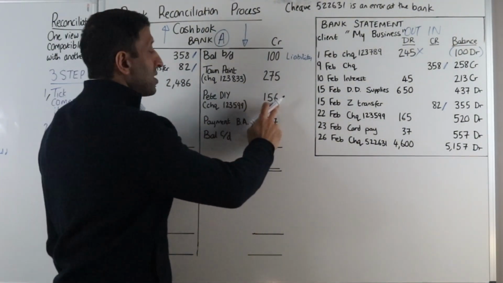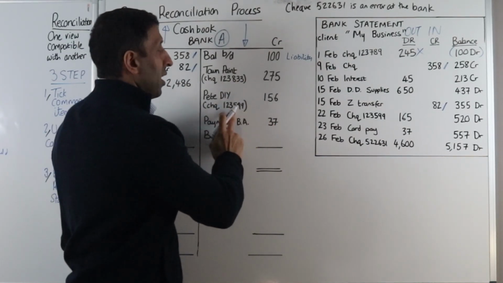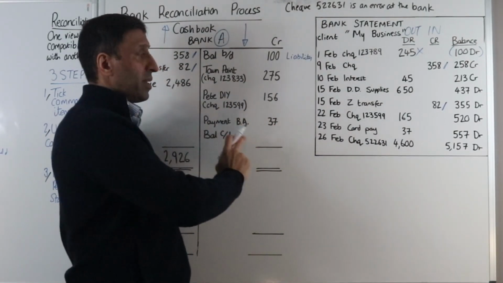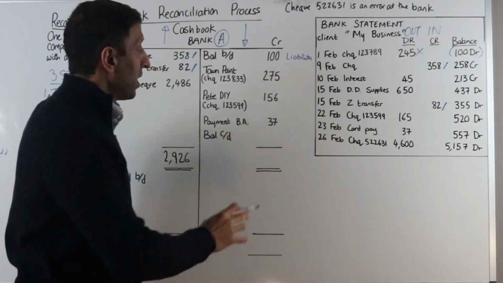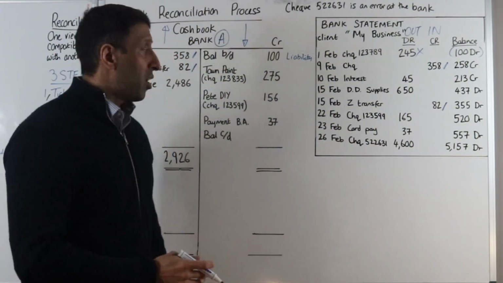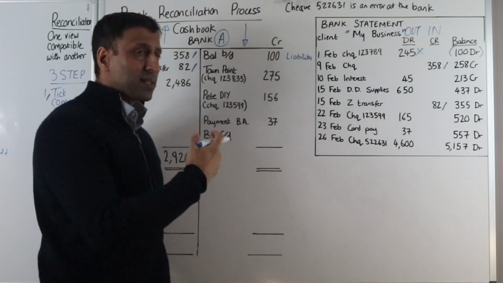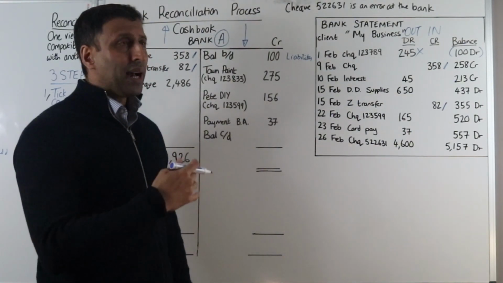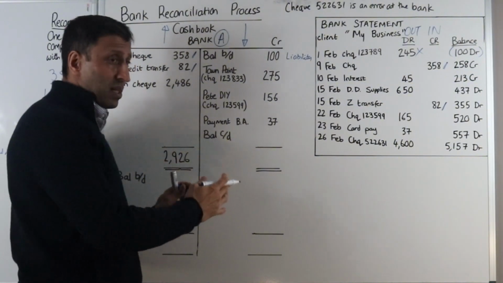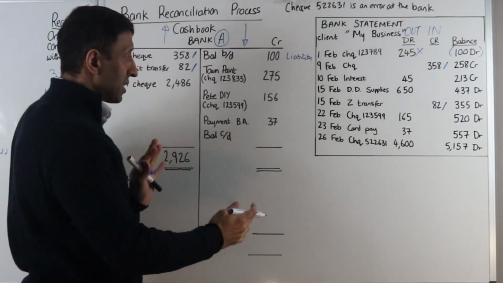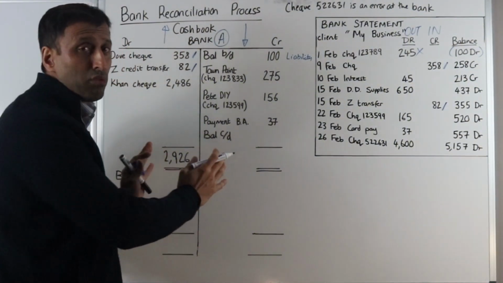I have a 156. Now that check number that ends 599 is supposed to be the same payment. It's supposed to be the same amount. It's not. So there's been an error, and unless there's other information, we're going to assume that the business has made the error, and the cash book, which is the business's version of what's in the bank, is incorrect. So we need to correct the cash book.